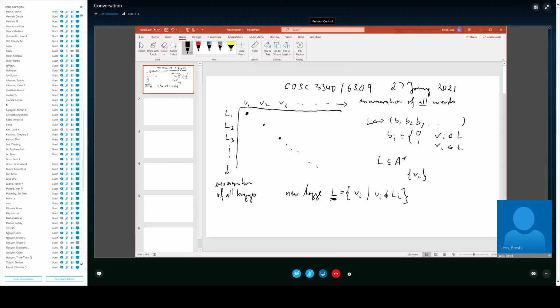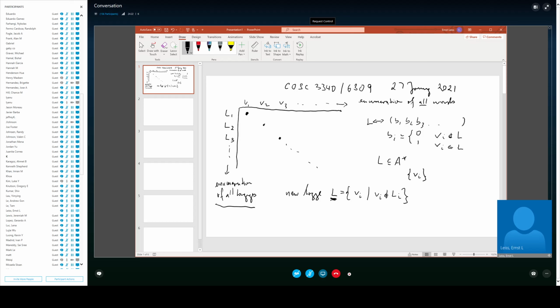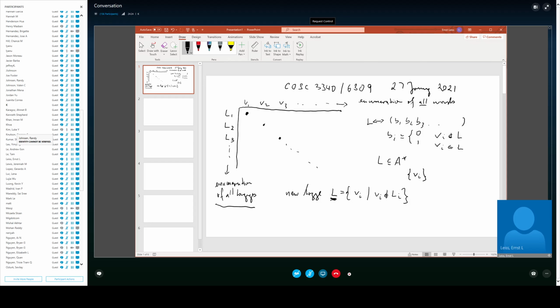And now comes the important observation. If this is indeed an enumeration of all languages, then L must occur. Right? L is a language, and if this, which is what we are assuming, is an enumeration of all languages, then this L must occur. So let's assume that there exists a j such that Lj is L. That's what that would imply.